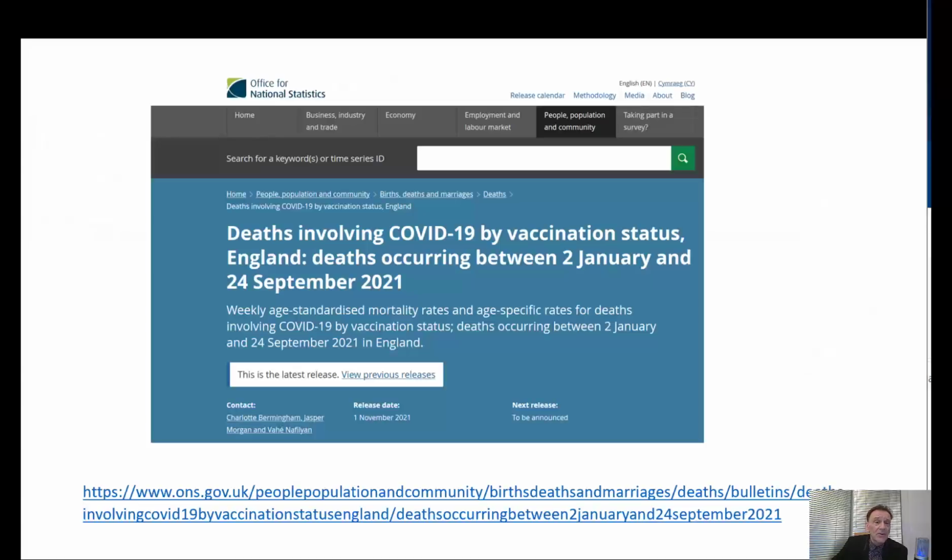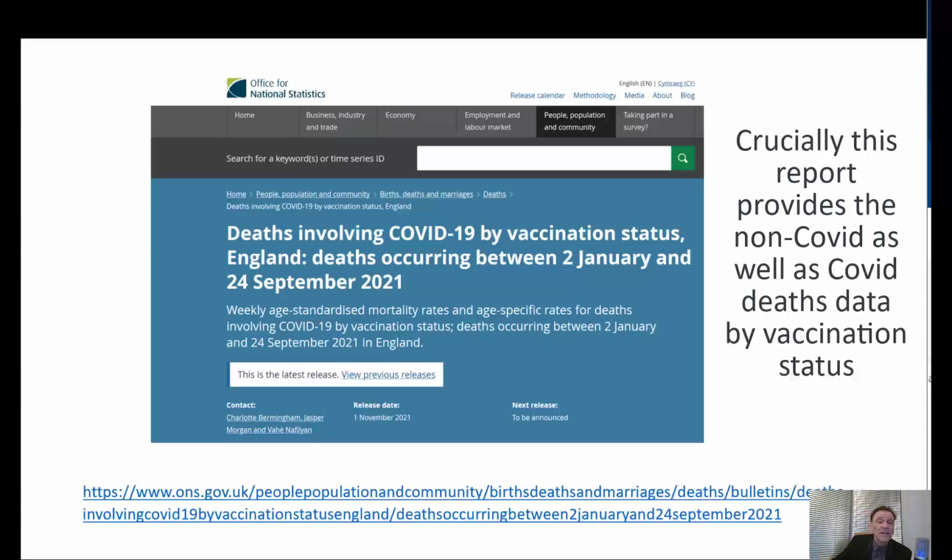And that brings us on to this latest ONS report. Because this report is on deaths by vaccination status, this should give us the necessary all-cause mortality comparisons between the vaccinated and the unvaccinated, and hence enable us to determine whether the benefits of the vaccine outweigh the risks.